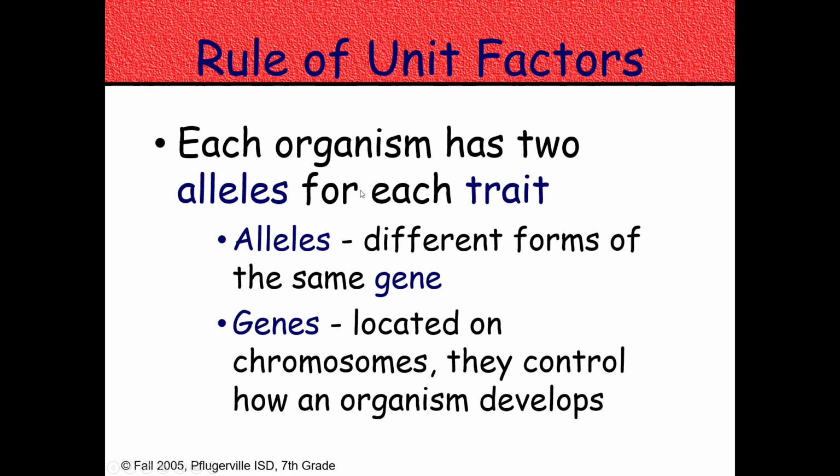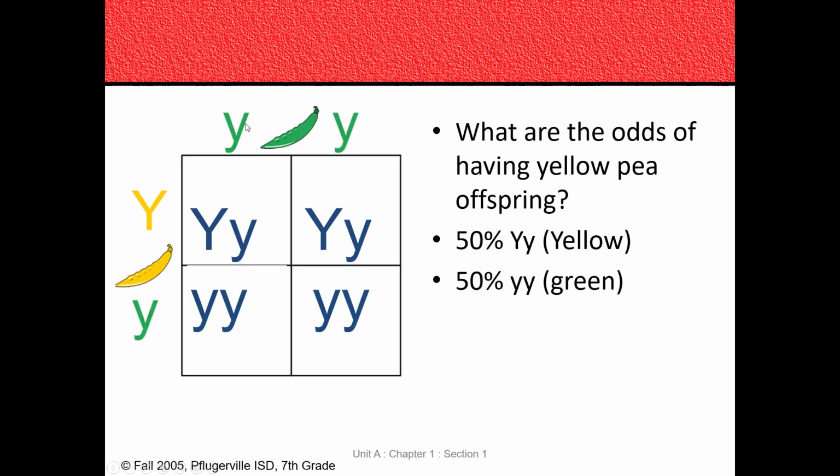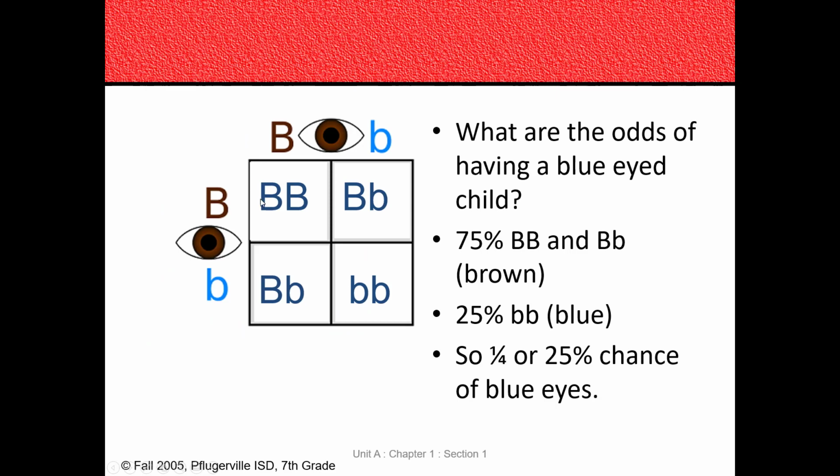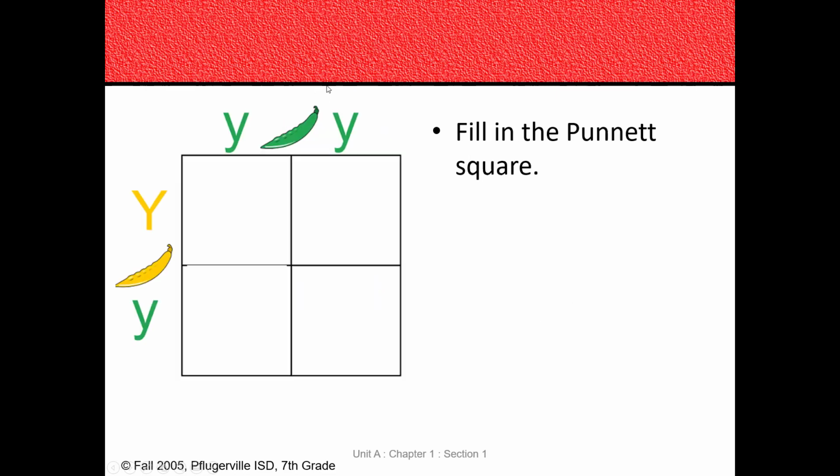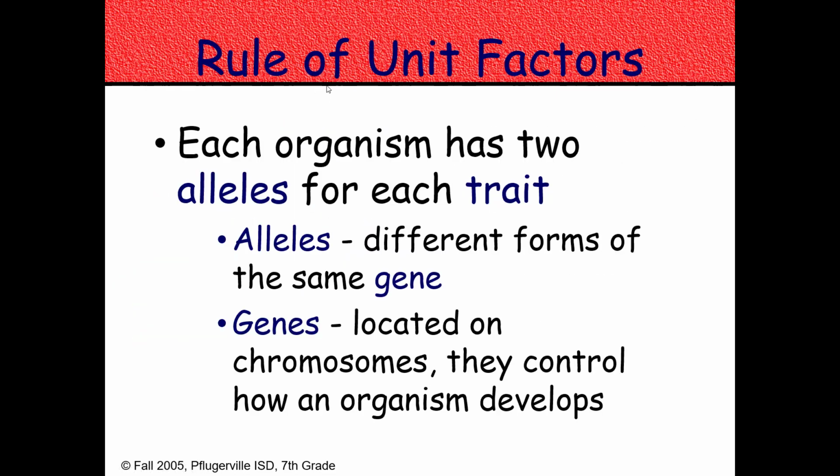So, rules of unit factors, alleles. Alleles is a very important term. Out there in a population, there are different forms of the same gene. An example would be, let me go back here, there's an allele for green in peas, there's an allele for yellow. And if we go back even more, there's an allele for brown eyes, there's an allele for blue. They're different copies of the same gene. They do the same thing, they're in the same place in the DNA, but they give different outcomes. That's what an allele is. It's a different copy of the same gene.